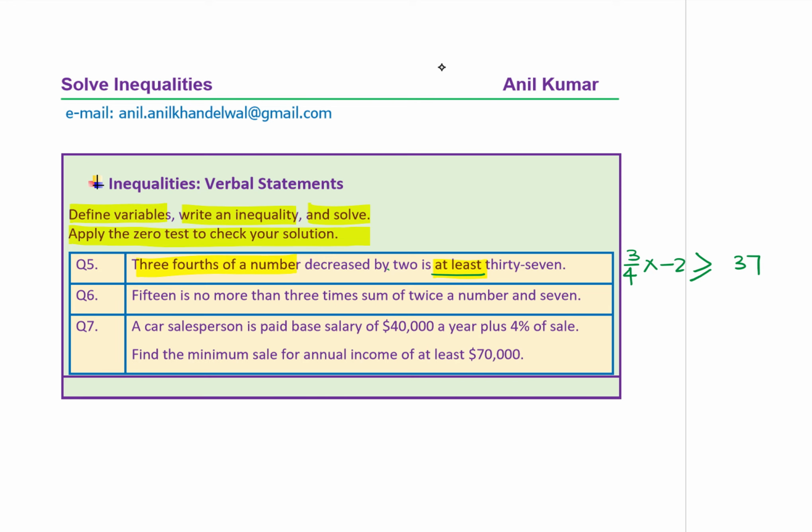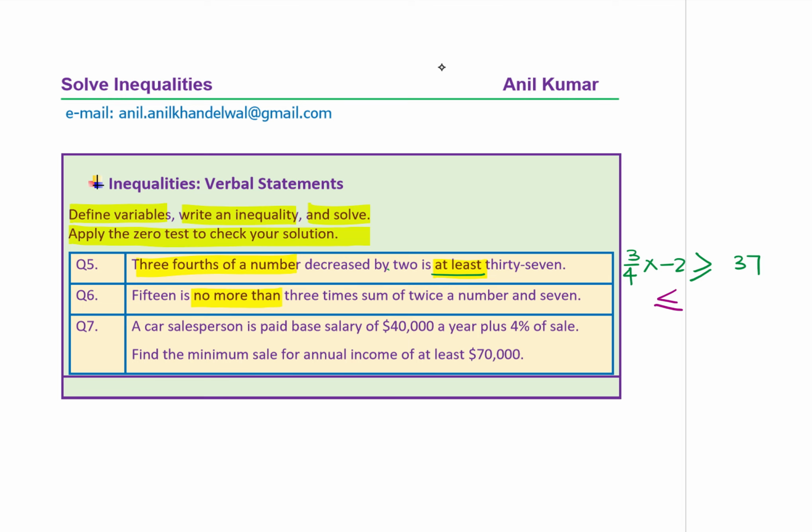Perfect. Question number 6 is: 15 is no more than 3 times the sum of twice a number and 7. So I'll leave it up to you now. You write down your inequality. But let's discuss: no more than means that is the maximum value it can go up to, right? Do you understand? So it is less than that value, but it could be that value, correct? So the inequality here will be less than or equal to. You get the idea? So that is how you have to understand the phrases and write them as symbols. Perfect. And these symbols are inequality symbols, correct?